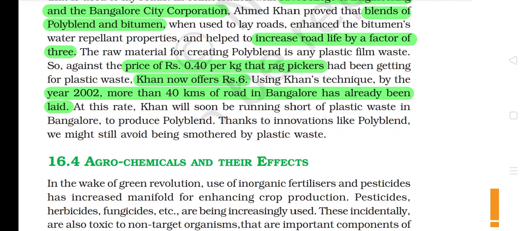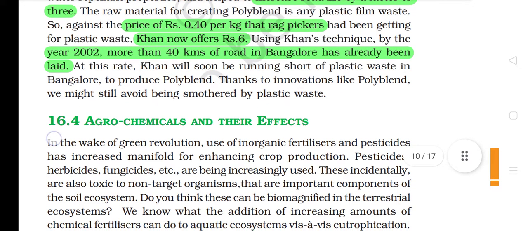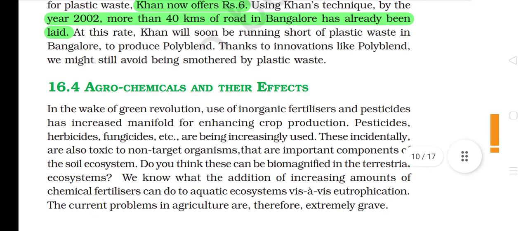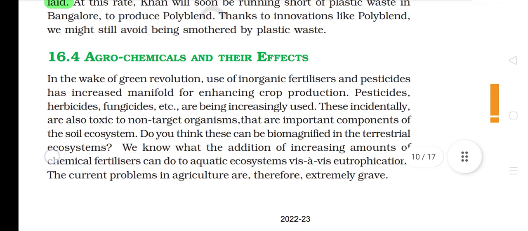So, against the price of Rs 0.40 per kg that rag pickers had been getting for plastic waste, Khan now offers Rs 6. Using Khan's technique, by the year 2002, more than 40 kilometers of road in Bangalore has already been laid. At this rate, Khan will soon be running short of plastic waste in Bangalore to produce polyblend. Thanks to innovations like polyblend, we might still avoid being smothered by plastic waste.